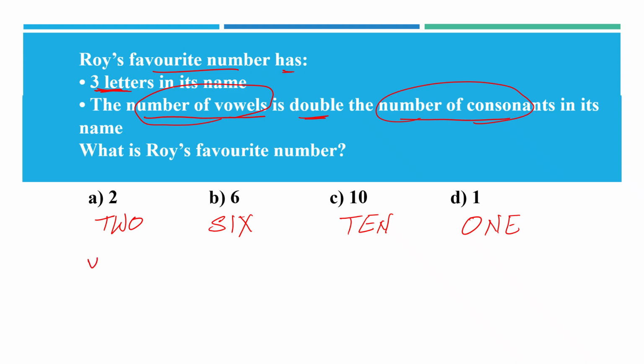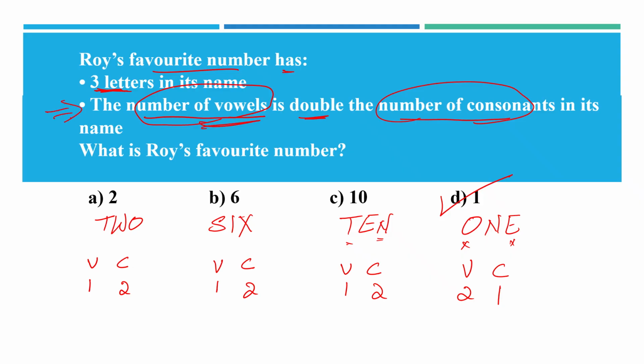So here there is 1 vowel and 2 consonants. Here we have 1 vowel and 2 consonants. In this case, we have 1 vowel again and 2 consonants. And here we have 2 vowels and 1 consonant. Therefore, 1 is the answer as it satisfies the given condition: the number of vowels is double the number of consonants. Great.